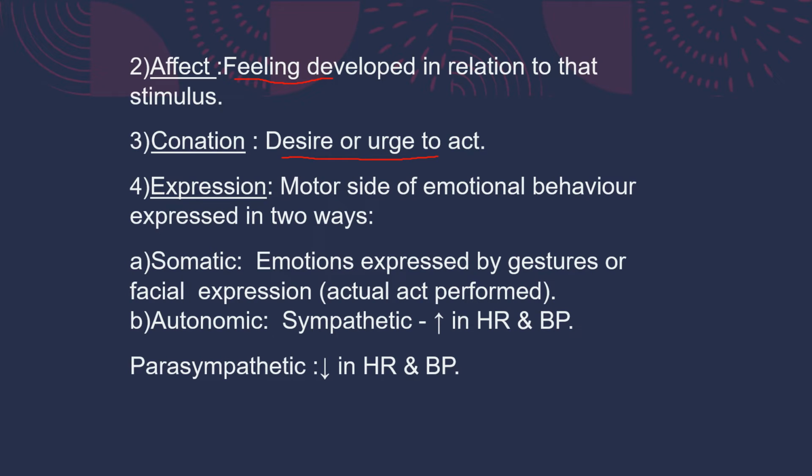And expression, that is the motor side of emotional behavior, expressed in two ways: one is somatic and one is autonomic. Somatic is emotions expressed by gestures or facial expression, that is the actual act performed. And the autonomic part is sympathetic, increase in heart rate and blood pressure, and parasympathetic, decrease in heart rate and blood pressure. All these will be present simultaneously when one emotion is experienced by the individual, not one after the other. So first is cognition, affect, conation, expression.